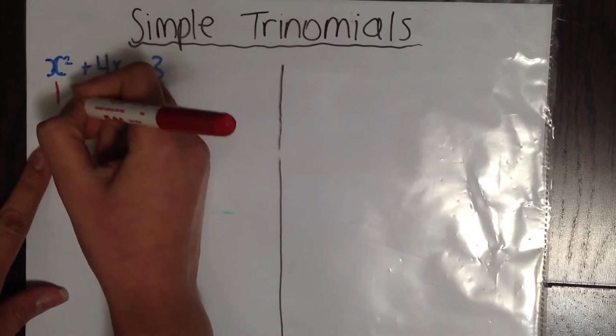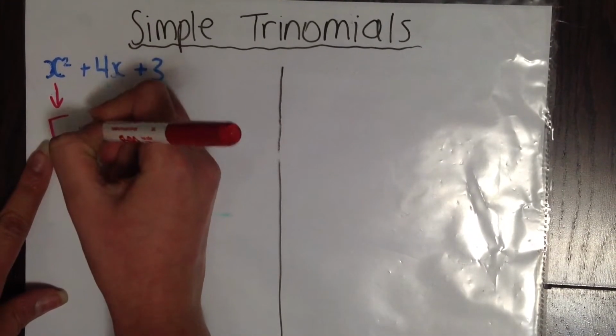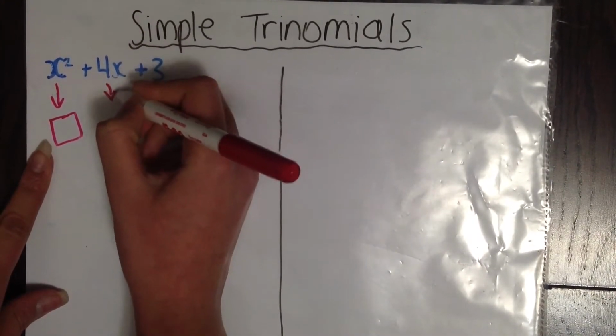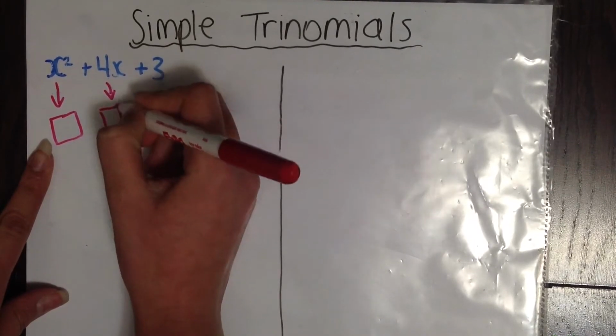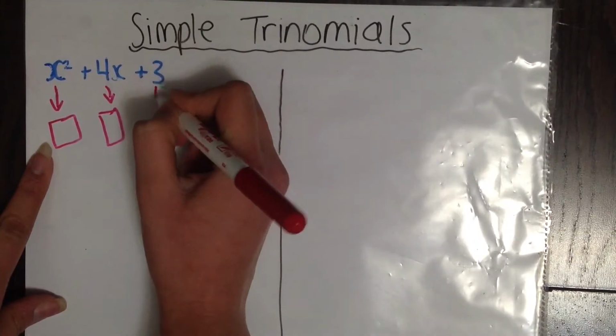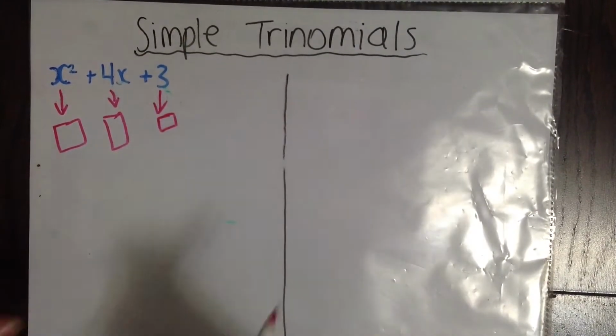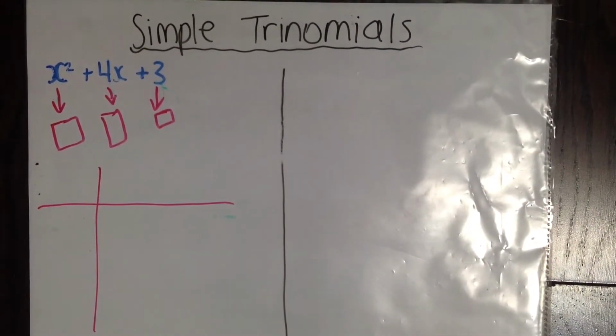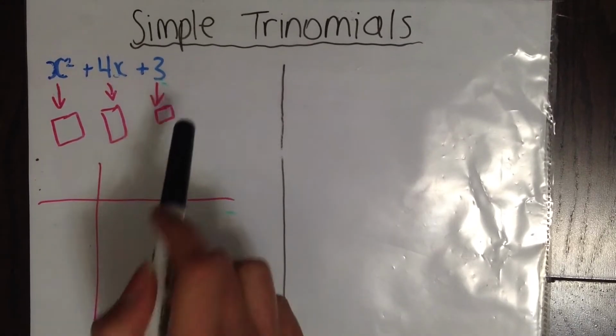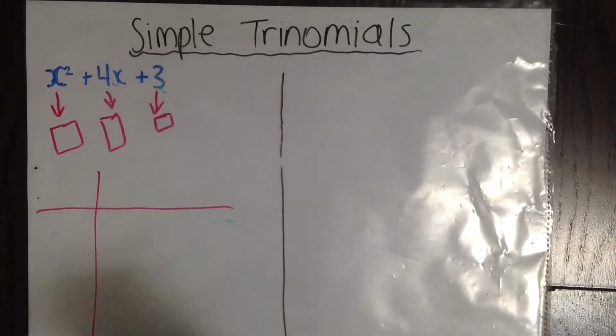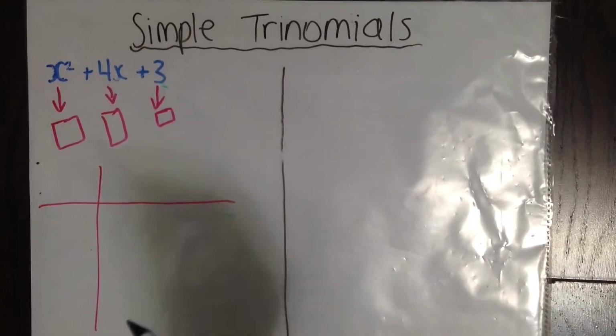So for the tiles, for x squared, I'll use a tile that looks like this. For 4x, I'll use a tile that looks like this. This is just 1, but I'll draw 4. And for the 3, we'll just use one that looks like this. So what you want to do is make a rectangle out of all these. Like you want to make a perfect rectangle.